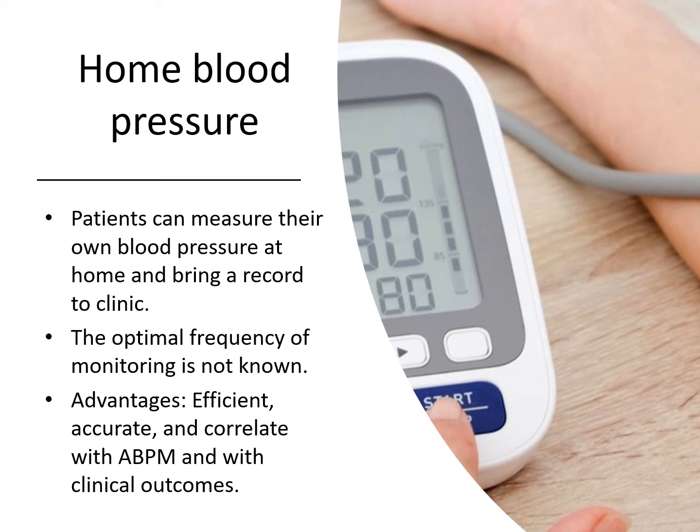I mean, it's very efficient, it's inexpensive, it's pretty accurate, and the values that you get at home correlate pretty well with ambulatory blood pressure monitoring as well as with clinical outcomes. I guess the disadvantage is, sometimes it's hard to get patients to measure their blood pressure, and you ask them what their blood pressure is. Invariably, they always say it's 120/80. So sometimes you don't always get them to do it, but if they are willing to do it, it provides very useful information.